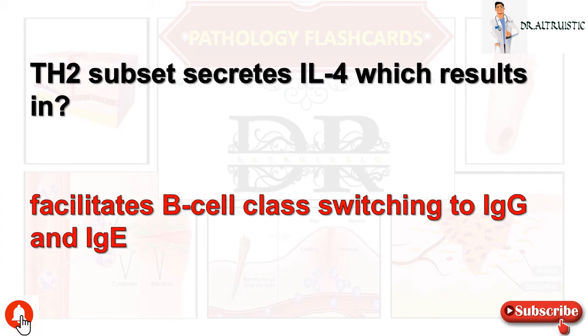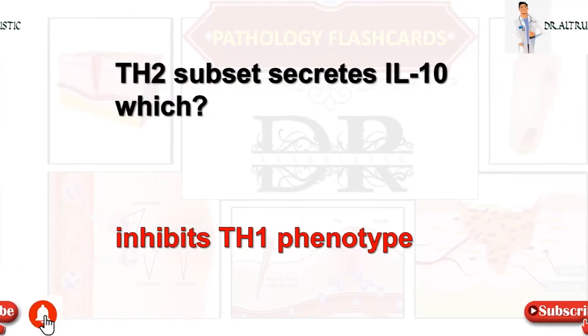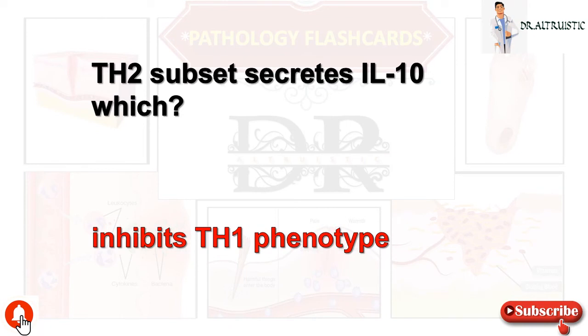Th2 subset secretes IL-4, which facilitates B cell class switching to IgE and IgG. Th2 subset secretes IL-5, which results in eosinophil chemotaxis and activation, maturation of B cells to plasma cells, and class switching to IgA. Th2 subset secretes IL-10, which inhibits Th1 phenotype.